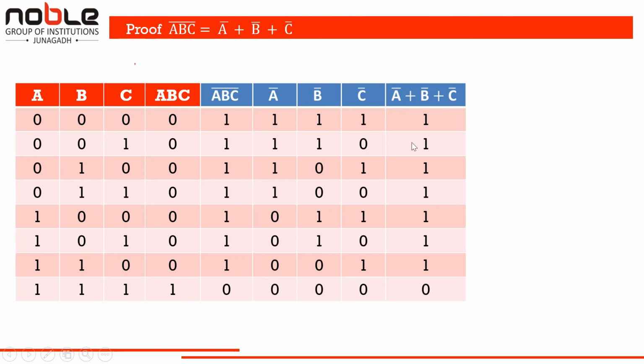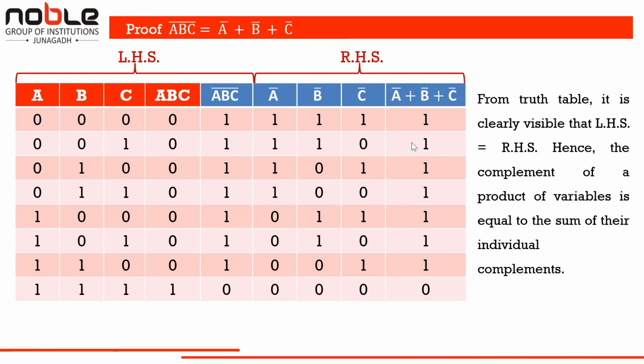It means the left hand side is equal to the right hand side, so from the truth table it is clearly visible that the left hand side is equal to the right hand side. Hence the complement of a product of variables is equal to the sum of their individual complements. This statement is indicated as De Morgan's theorem, and hope you understood well.